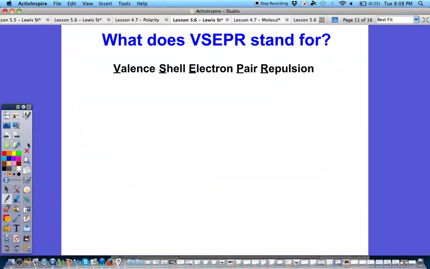What does VSEPR stand for? It stands for valence shell electron pair repulsion. So valence electrons are what we use to draw our Lewis structure. The shell is another name for the energy level. And then electron pair, our electrons are always found in pairs.